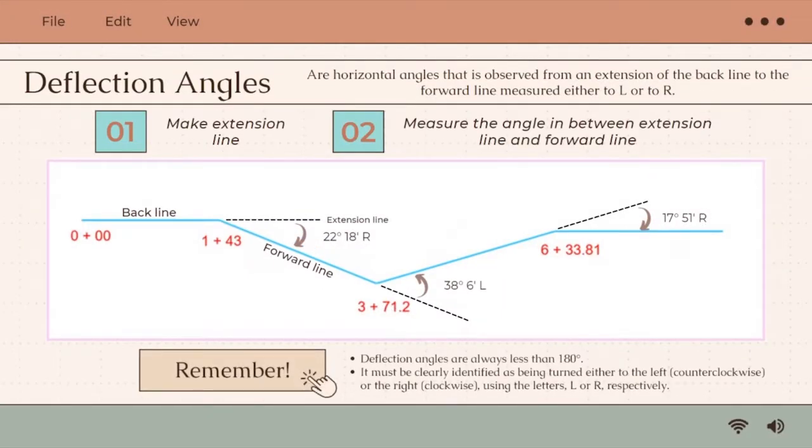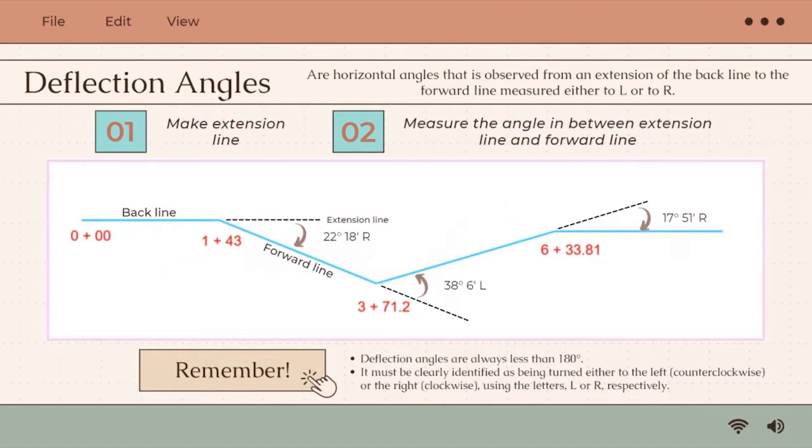So the next type of horizontal angle is what we call the deflection angles. A deflection angle is a horizontal angle that is observed from the extension of the back line to the forward line, measured either going to the left or going to the right. And to better understand its definition, here we have an open traverse that can be represented with the different route stations at its edges. This is an example of an open traverse because the last station, which is here, ends somewhere else except from its starting position.